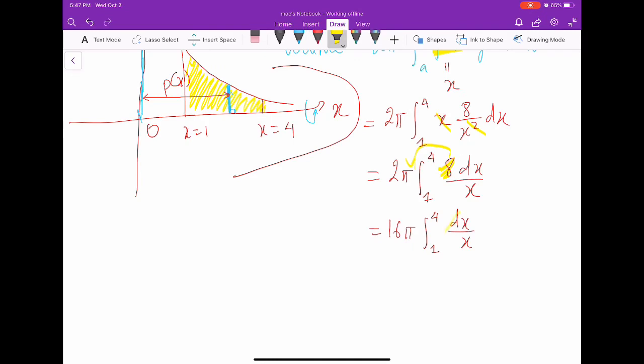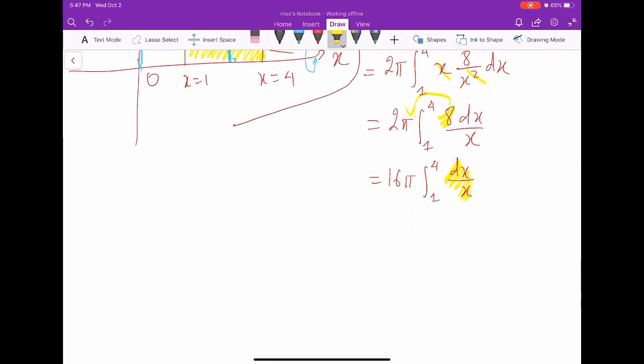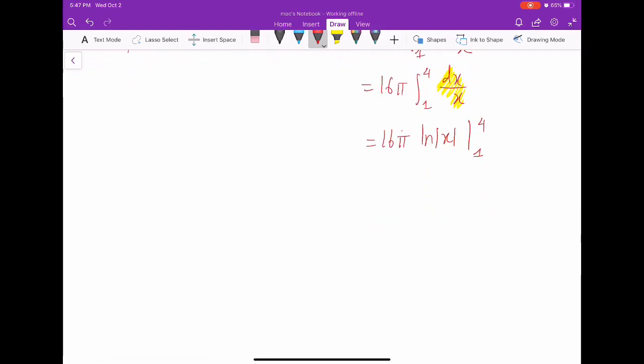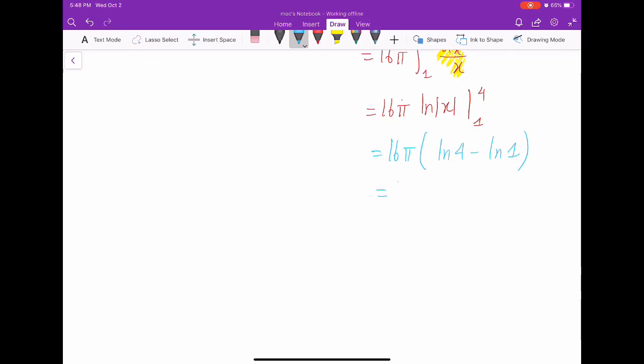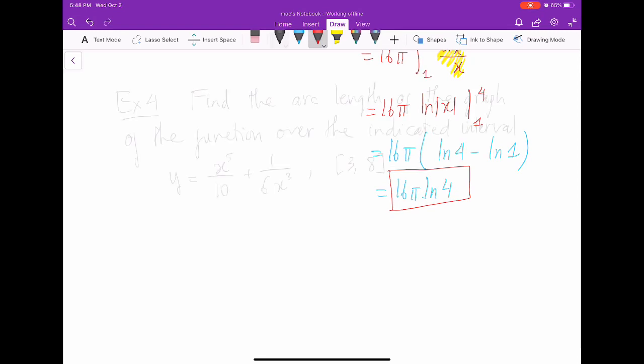So the antiderivative of 1 over x is what? That is ln of the absolute value of x, and this is evaluated from 1 to 4. We just plug 1 and 4 into this function and we get the answer. So that is 16 pi times ln of 4 minus ln of 1. ln of 1 is 0, so basically the answer is 16 pi times ln of 4. And that is the volume of our solid region. Okay, so this problem is pretty short and very easy.